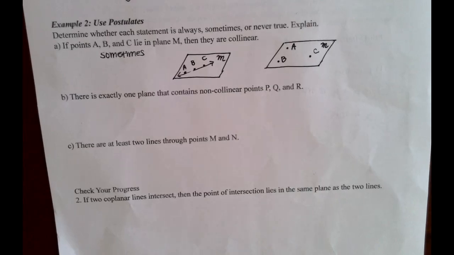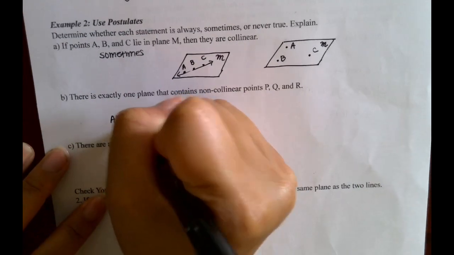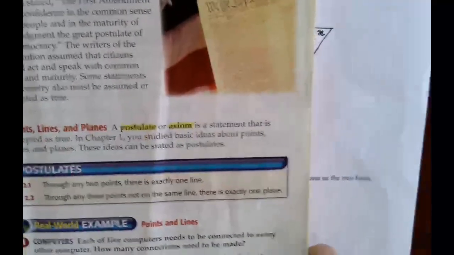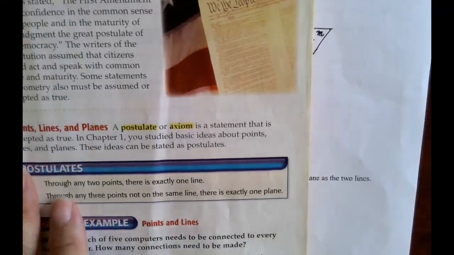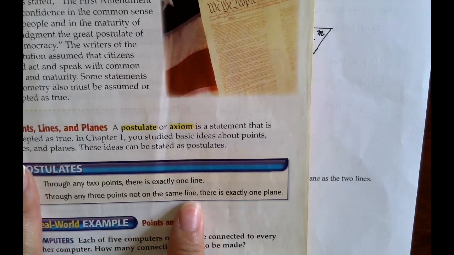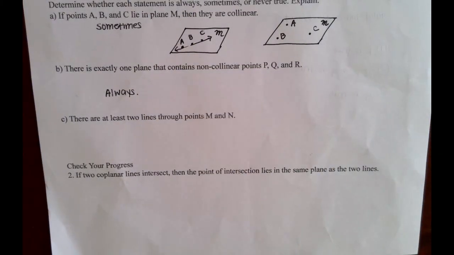B is saying there is exactly one plane that contains non-collinear points P, Q, and R, and that is always, okay? And the reason why is because of our postulate, okay? Our postulate here, again, you can't write the number, the number means nothing, but we have a postulate that tells us through any 3 points not on the same line, there is exactly one plane that contains them. And so the reason that is always is because of that postulate.